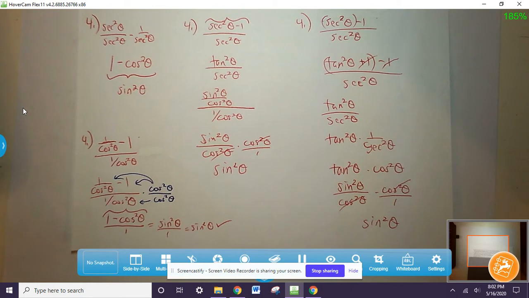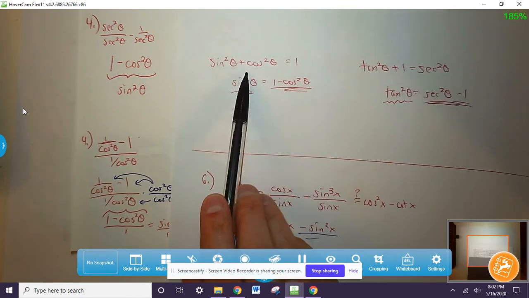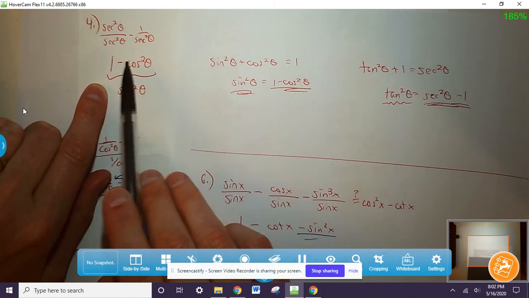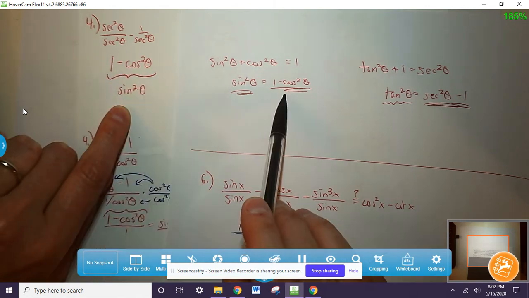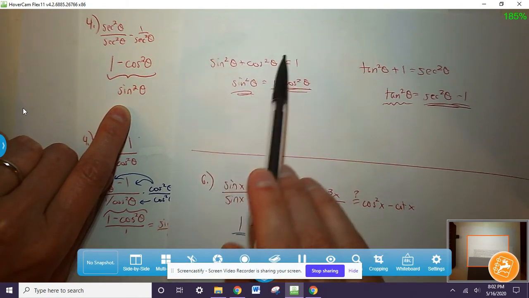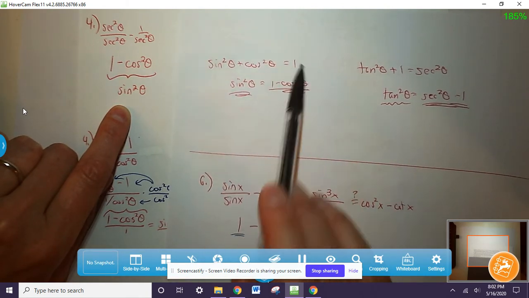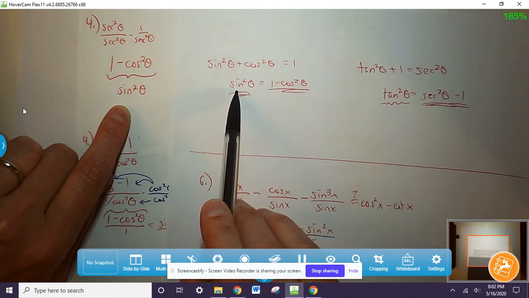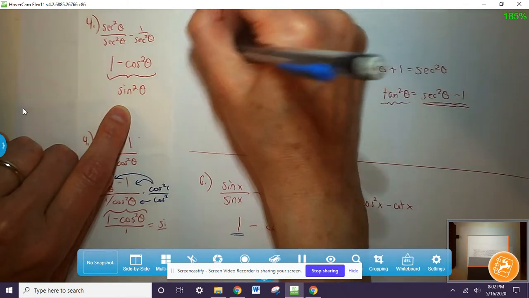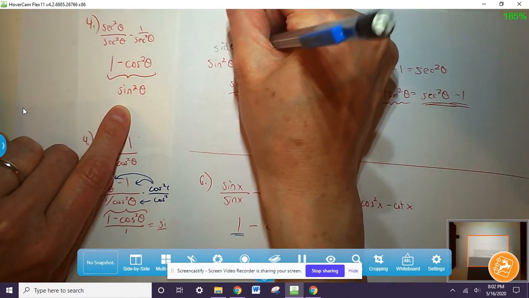If you wanted to show the side work for that, it would look like this. If anyone wants to show the side work for changing 1 minus cosine squared into sine squared, you can start with your basic Pythagorean identity. And then we know that if we move the cosine squared over, 1 minus cosine squared equals sine squared, we could make that replacement. You don't have to show this side work, but it's totally okay if you want to.